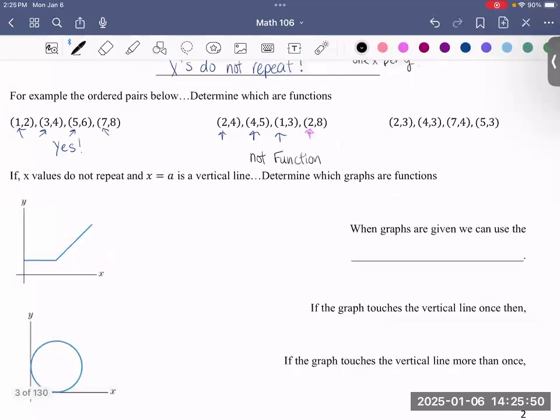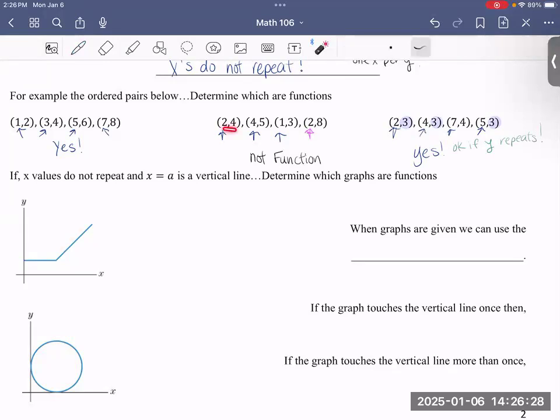How about the last one? We have 2, 4, 7, 5. Did your x repeat? No, right? Your x didn't repeat. Your y repeated though, but did we say anything about having an issue with y's repeating? No, it's just your x value cannot repeat. So this is, yes, it's a function. It's okay if y repeats.